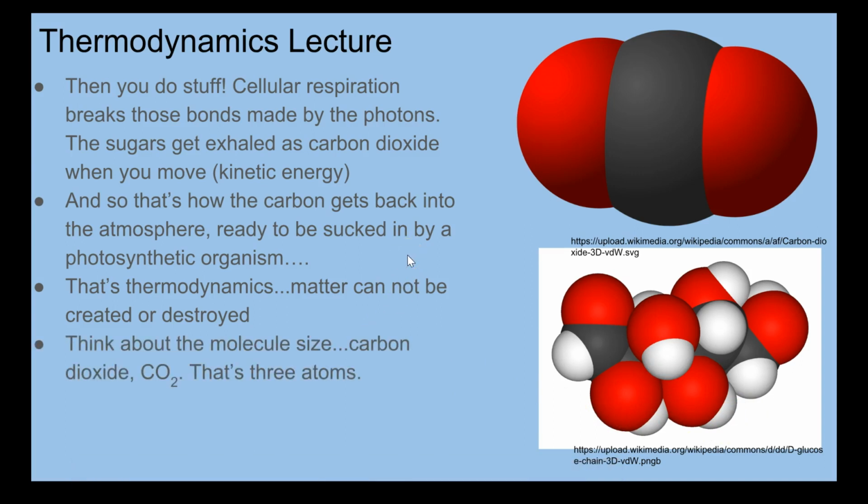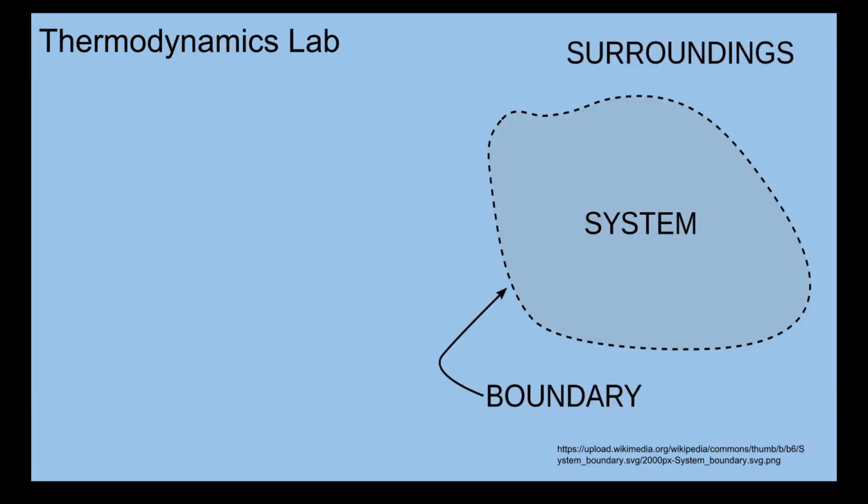So one of the big punchlines of this lecture is that you think about molecule size in terms of thermodynamics. Matter can never be created or destroyed, but we can impart energy, we can make bigger molecules, and we can break them down. So, remember that the basic formula of sugar is C6H12O6. That's 24 atoms.